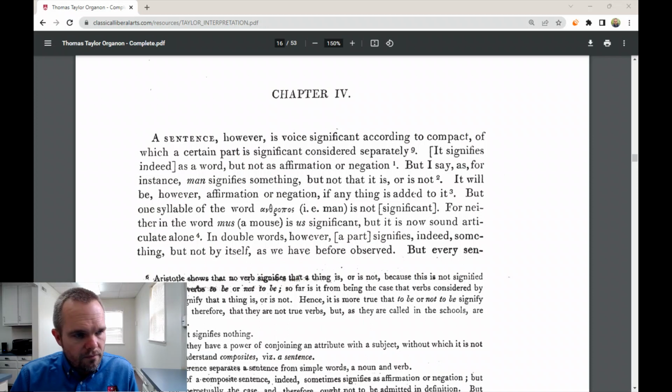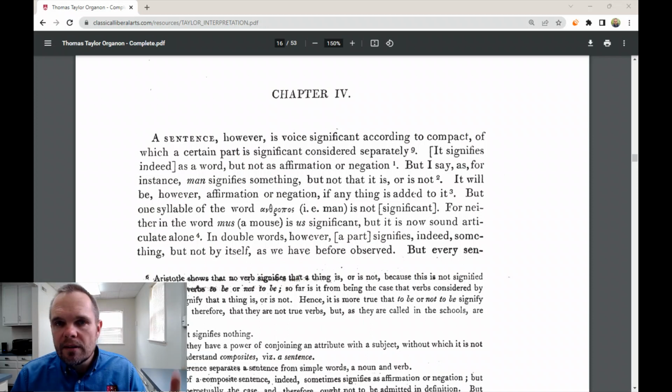So when we look at the definition of a sentence, we find that sentence or speech has something in common with nouns and verbs, and then there's something that distinguishes the sentence from nouns and verbs. In the first part of the definition, we read, a sentence is voice significant according to compact.